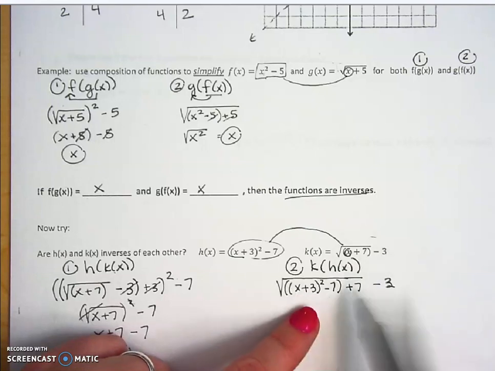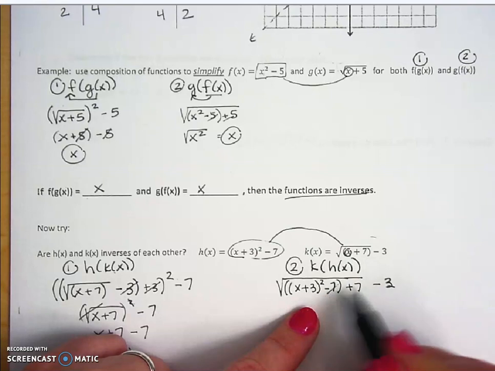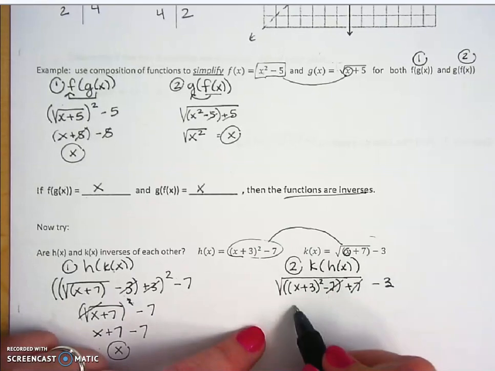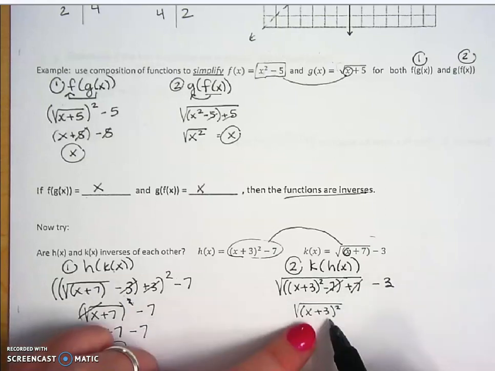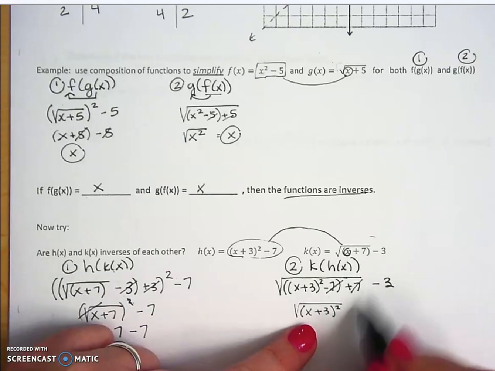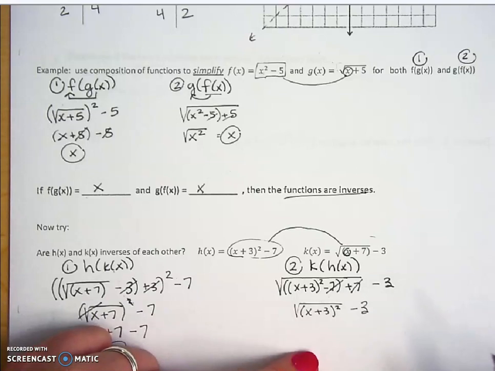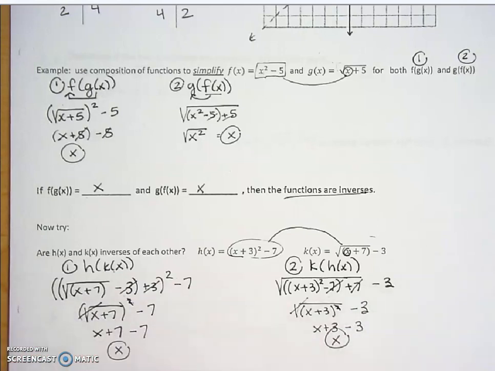So working inside this radical, I see that the 7's cancel. Leaving me the x plus 3 squared inside the square root, the minus 3 from outside. The square root cancels the square, leaving me x plus 3, and then bring down the minus 3. And now those 3's cancel, leaving me just x. So I did verify that these functions, yes, are inverses of each other.